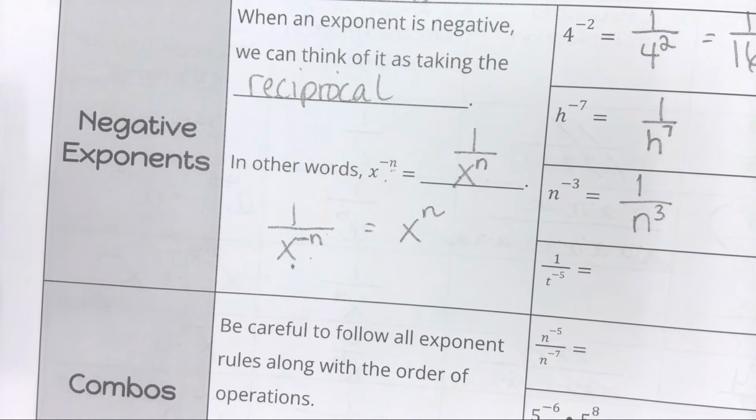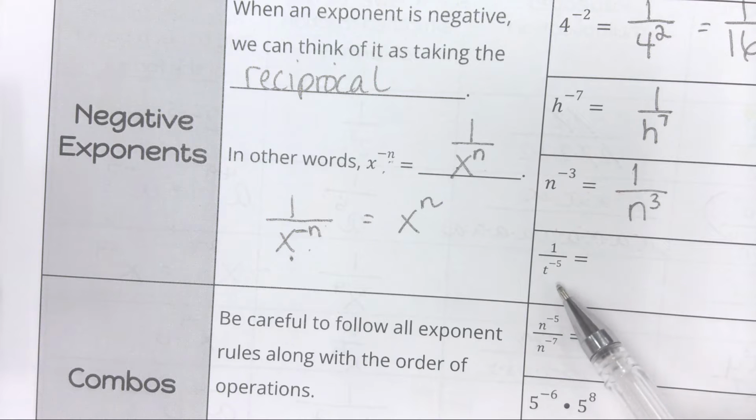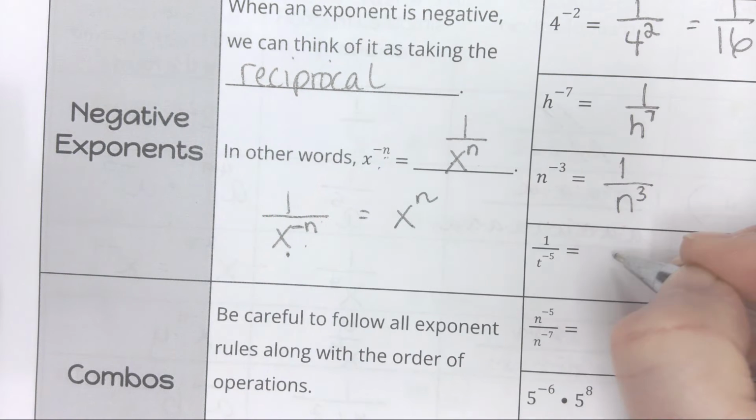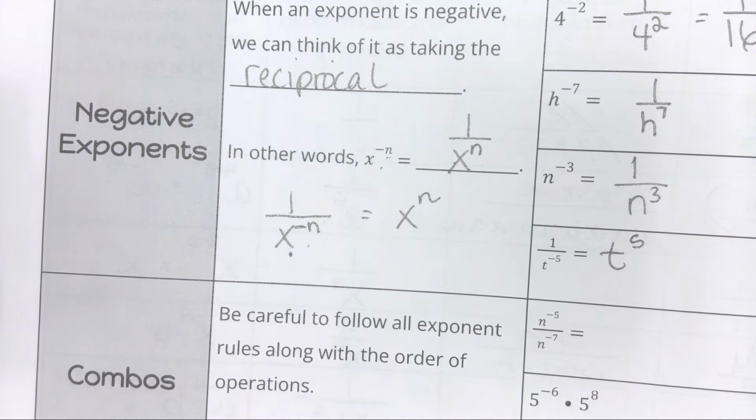Okay. This time it's 1 over t to the negative fifth. To make the exponent positive, I move it to the top. It's just t to the fifth. You could write over 1 if you want, but that's really what I did, I flipped it up. All right, ooh, let's be really, really careful.